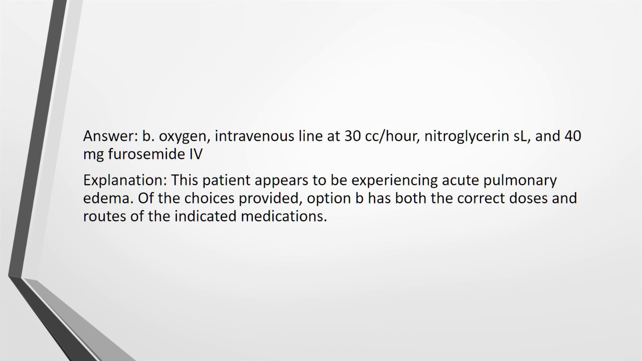Answer: B. Oxygen, intravenous line at 30 cubic centimeters per hour, nitroglycerin SL, and 40 milligrams furosemide IV. Explanation: this patient appears to be experiencing acute pulmonary edema. Of the choices provided, option B has both the correct doses and routes of the indicated medications.